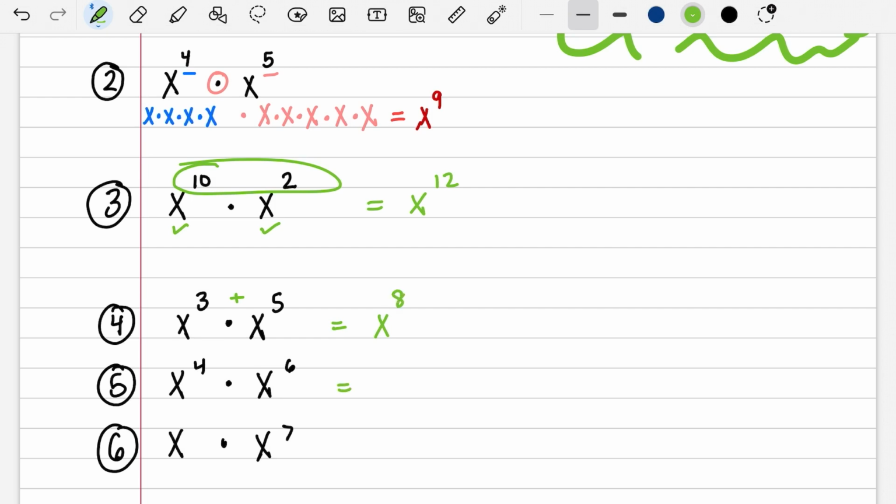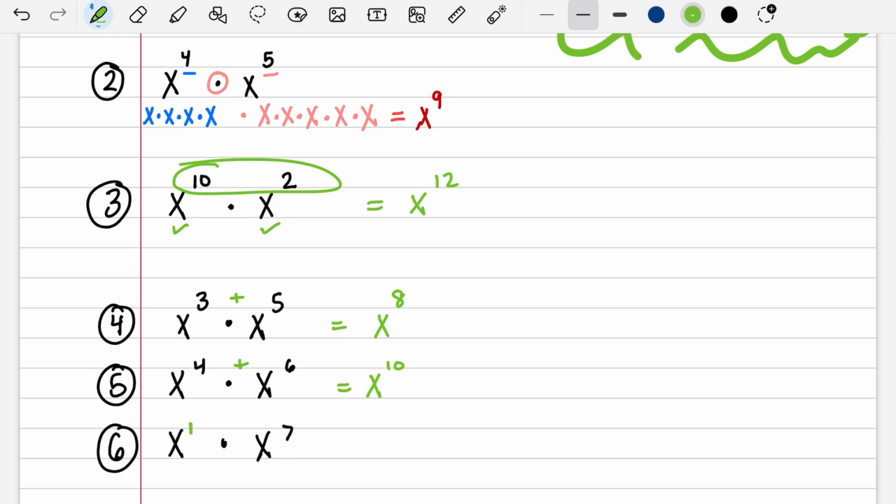Number 5, again, we're going to add them, same bases, x to the power of 10. And now number 6 looks a little different because our first one is missing an exponent. However, we do have an exponent, but it's invisible. Can you guess what it is?